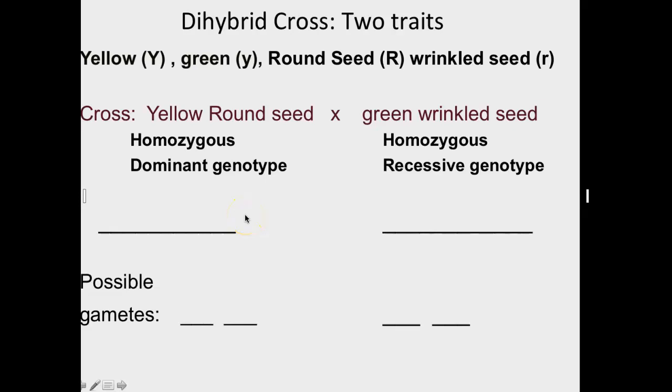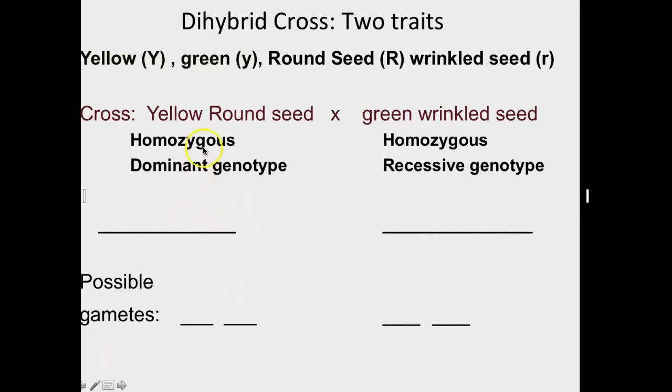Dihybrid crosses. Dihybrid crosses means that you're looking at two completely different characters. So you're looking at, in the outline, the color of the seed, which is one character, and then the texture of the seed, which is another character. And the traits are yellow and green, or round and wrinkled.